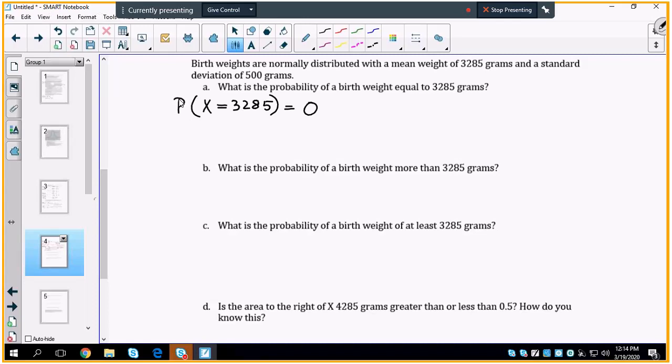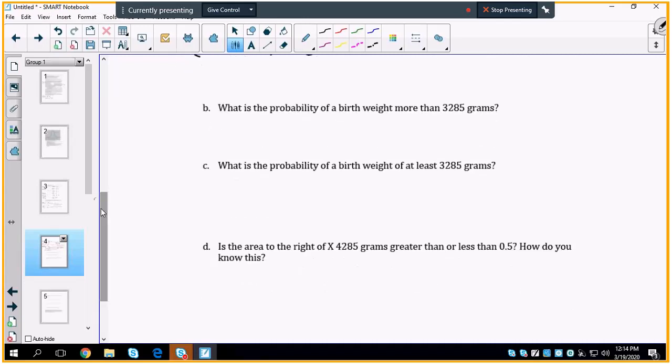The second one is asking, what is the probability of a birth weight more than 3285 grams? So I start drawing the normal distribution. I know that it is a normal distribution. The mean is given to be 3285, and I want more than 3285, so I shade what is more than 3285. Then I write it in notation: probability X is more than 3285. This is just the area to the right of the mean. Remember, it is half of the entire area because of the symmetry. So it is 0.5, and you have answered the second question.